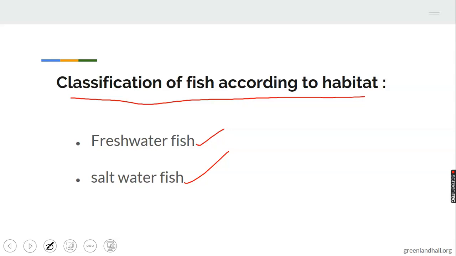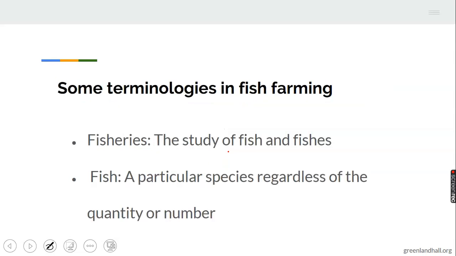Examples of those fishes we have shark, dogfish, dolphin, skate, ray, salmon, and so on. These are examples of saltwater fish. Some terminologies in fish farming. There are some terms used in fish farming.